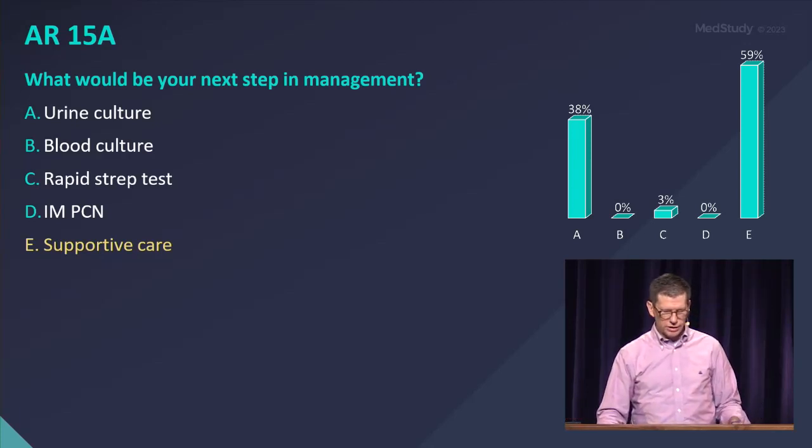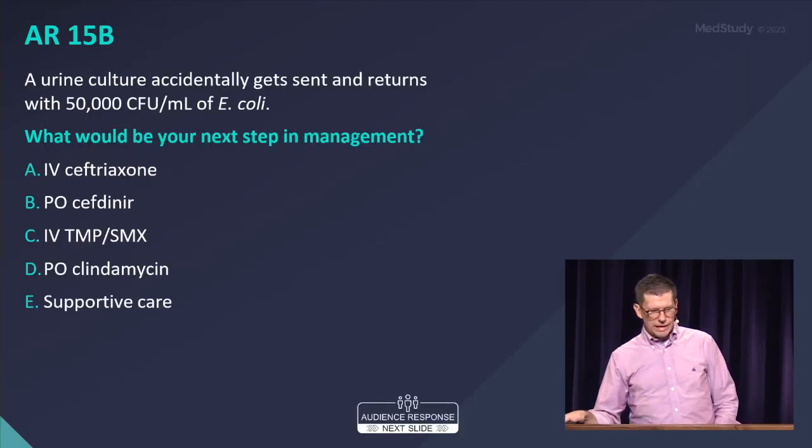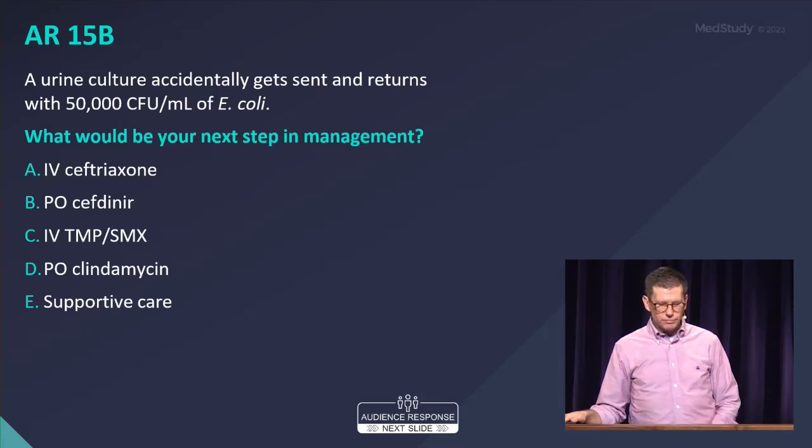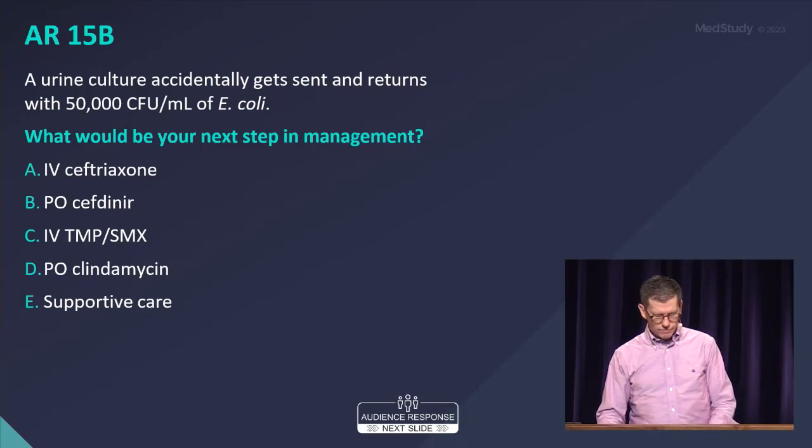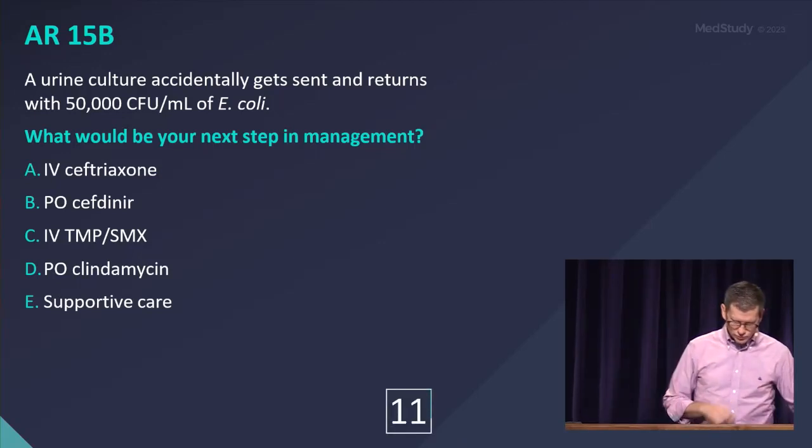All right, let's sort of continue. So this is question 15A. Obviously, there's a 15B. A urine culture accidentally gets sent and returns with 50,000 CFU per mL of E. coli. What would be your next step in management? A, IV ceftriaxone, B, oseltamivir, C, IV TMP-SMX, D, PO Clinda, or E, supportive care?